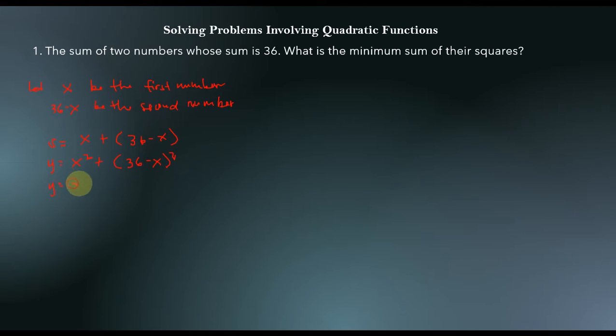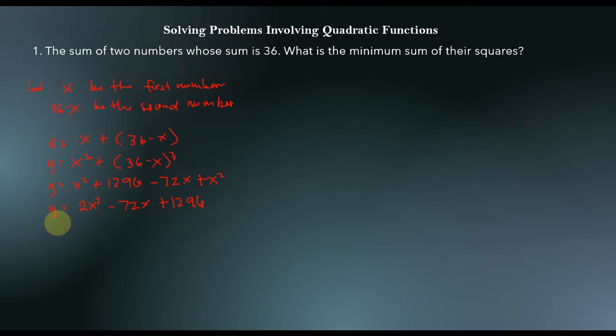So y equals x squared plus 36 squared, that is 1296, minus 72x plus x squared, by expanding this binomial. And then combining like terms, we're going to have 2x squared, since x squared plus x squared is 2x squared, minus 72x plus 1296. So we have obtained our equation.